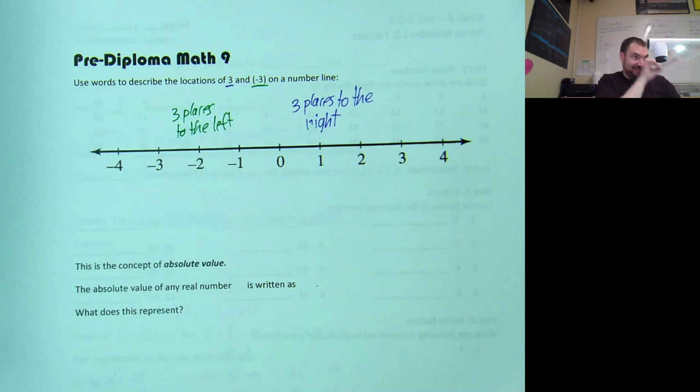Yes, it does go left and right. From 0, the left side of 0 is your negatives, and the right side of 0 is your positives. To move left means you're moving in a negative direction, and to move right means you're moving in a positive direction.